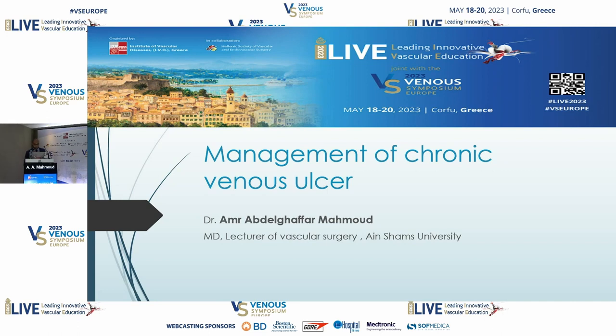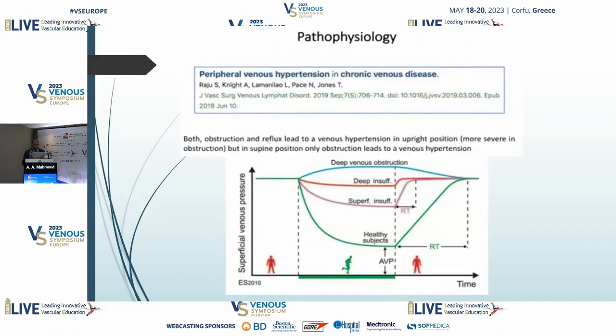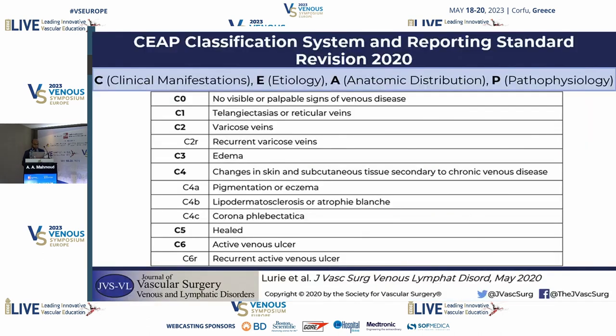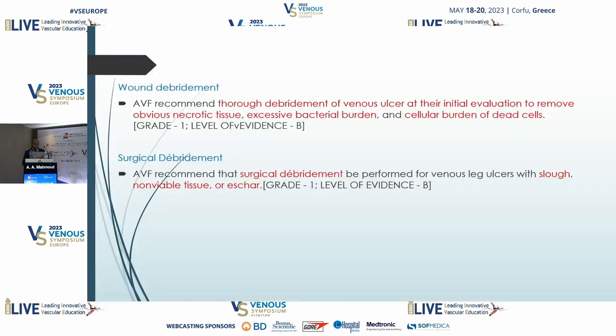Good morning, everyone. Management of chronic venous ulcer. The pathophysiology of venous ulcer is increased ambulatory venous pressure, which is increased more with deep venous obstruction than deep venous insufficiency, or superficial venous insufficiency. And this is the CEAP classification everyone knows.